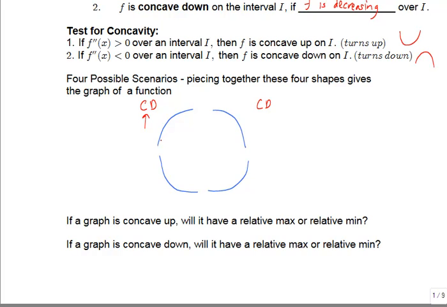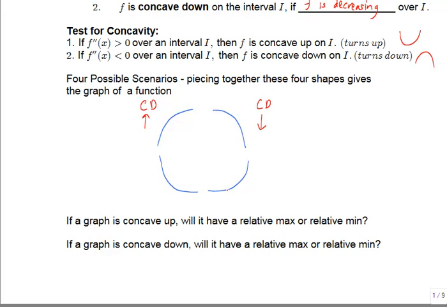So this would be the situation where you have a function that is concave down and increasing, versus this piece over here, which is also concave down, but now the graph falls. So this would be the situation when you want to be concave down but decreasing.